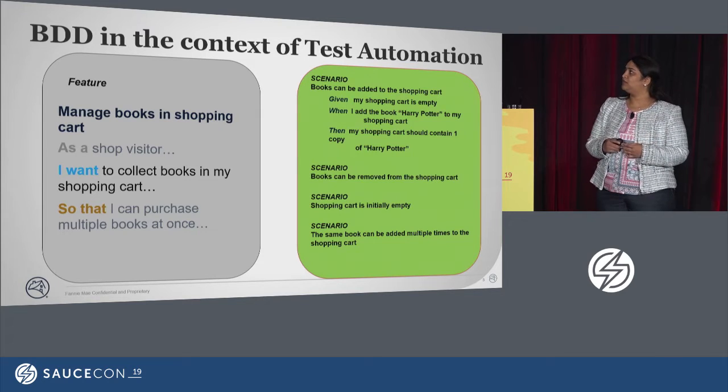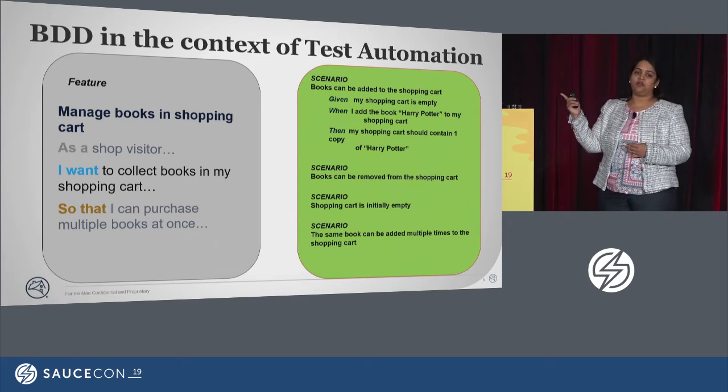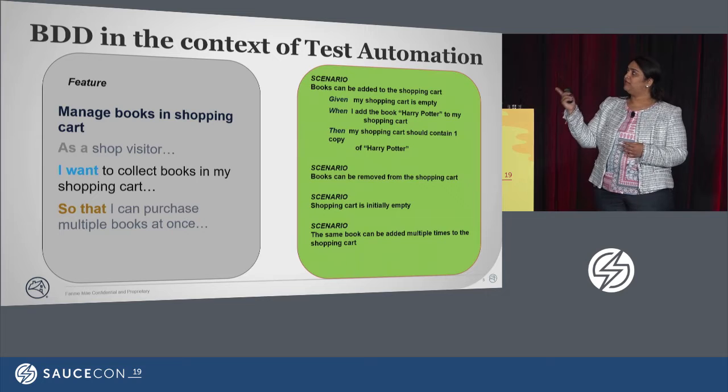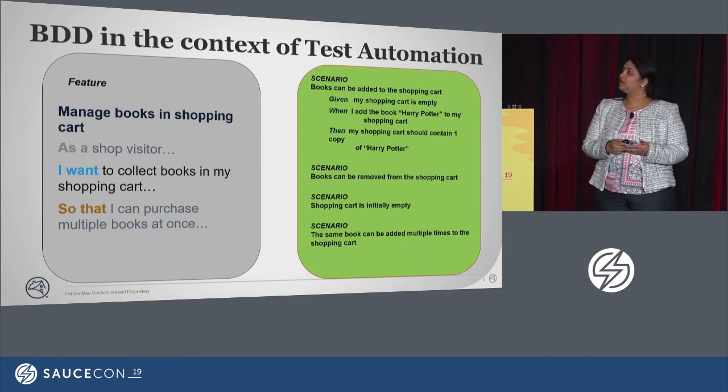Scenario 1: books can be added to the shopping cart, and the given, when, then are examples of that. Given is a set of preconditions. When is when a certain action occurs. Then is the outcome of that particular feature. There are multiple scenarios like this. So this is a typical example.